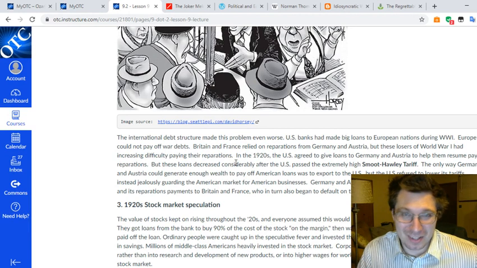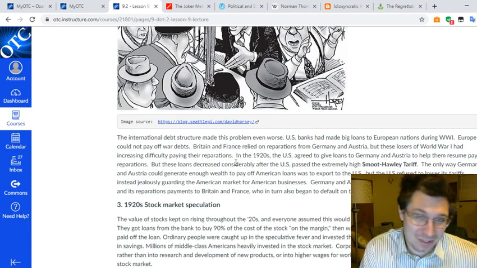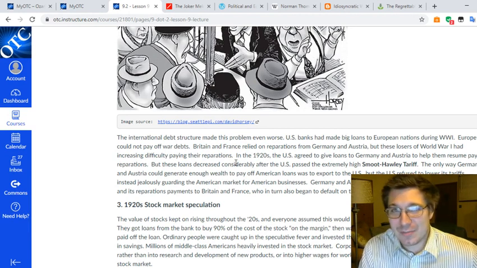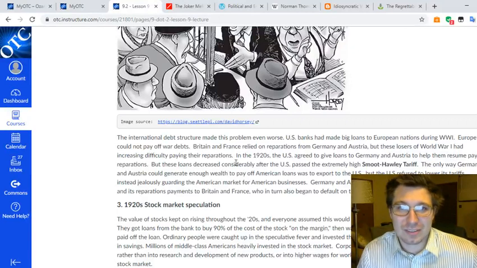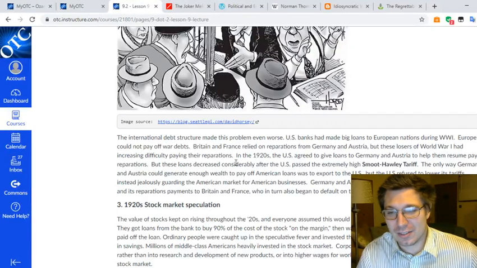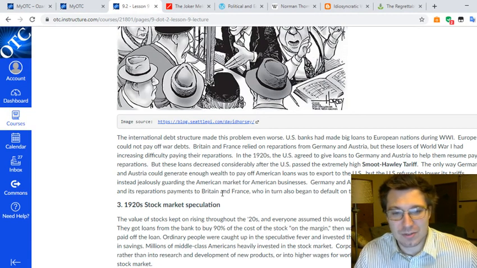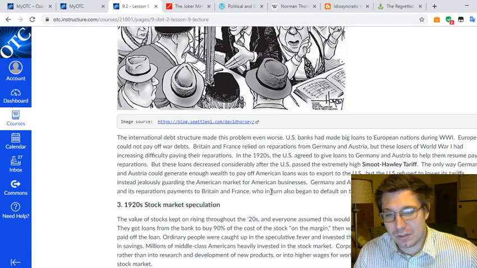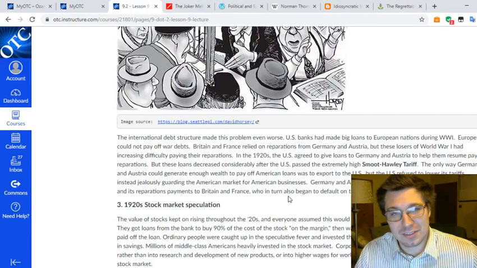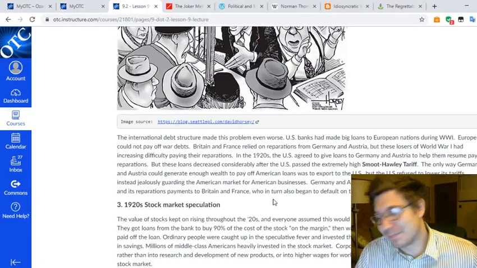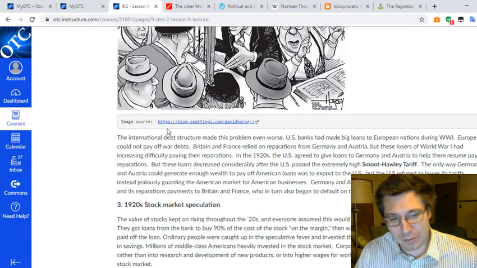And so Germany and Austria couldn't easily export to the U.S. They couldn't raise the money to pay back their loans to the U.S. And so Germany and Austria began to default on both their American loans and the reparations payments to Britain and France, who in turn also began to default on their debts to America. So it just got worse and worse.